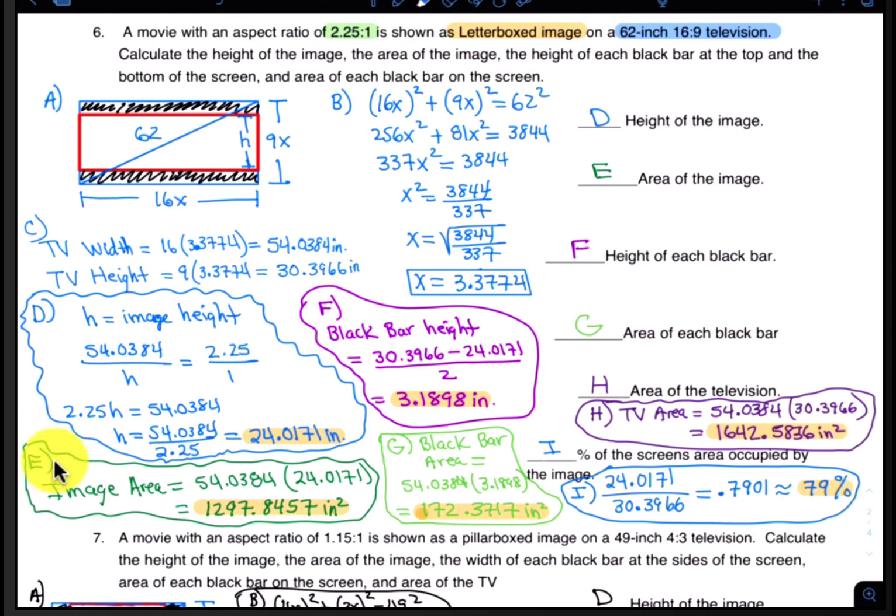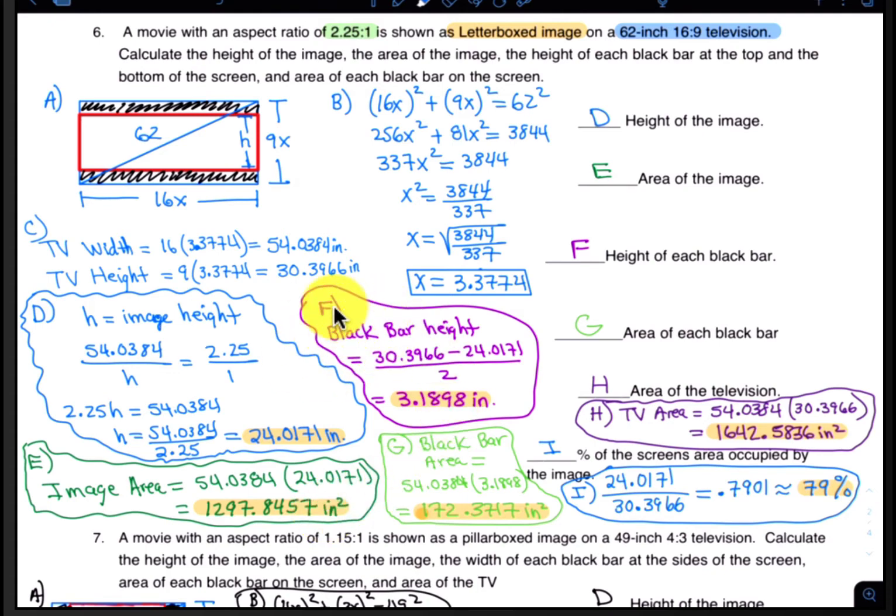Moving on to section E here, we want to find the image's area now. And the image's area is its width times its height. And the width is 54.0384. And the height that we just found is 24.0171. Multiply those together, and you get an image area of 1297.8457 square inches.